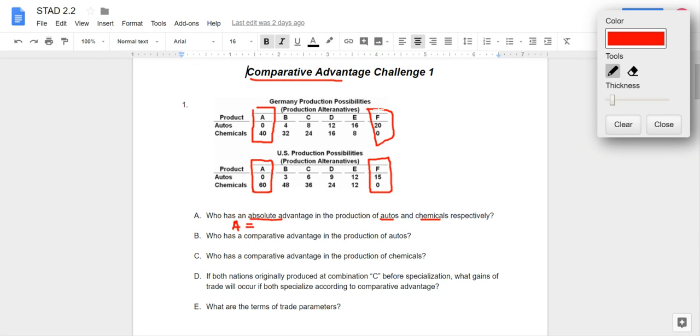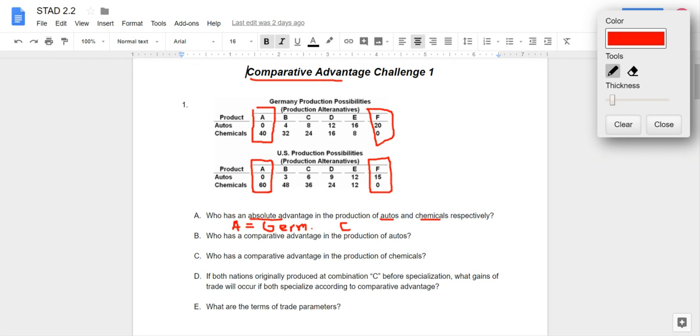For F, who is actually able to produce more automobiles if they spend all of their resources doing it? The correct answer is Germany, right? Germany can produce 20. The United States can only produce 15. So Germany is the correct answer. So I'll put Germany here. Sorry again for my mouse writing, not very good at it.